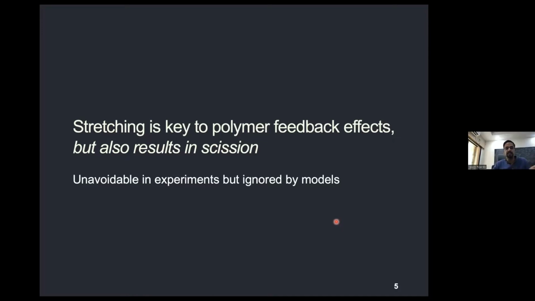This is something that is unavoidable in experiments, because if you want the polymer effect to be significant, either they should be highly elastic so that they can really stretch, or you crank up the Reynolds number, or you crank up the flow strain rate, but then that eventually causes them to break. So you cannot avoid this in experiments, but when it comes to modeling, it has typically been ignored with good reason. The problem is quite complex to understand even without this phenomenon.